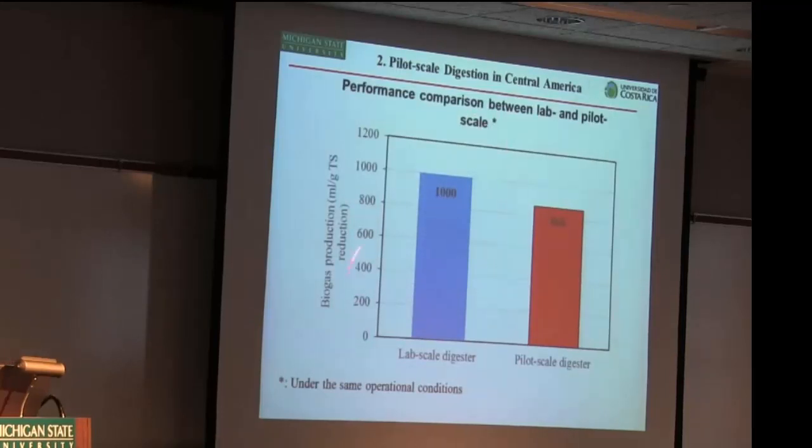Looking at the conditions, comparing our laboratory, again, laboratory always has ideal conditions. We can provide the optimum source. We were able to produce roughly 1,000 milliliters of biogas per gram of total solids. When we went to the field conditions at scale, again, a ton a day, we were about 866.